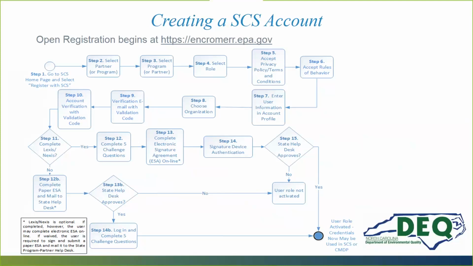So whether you do that step online or you get us the hard copy, if you can do it online, we would like you to do it online. And only send us the hard copy if you absolutely can't do it online. But we'll get a notification to approve your role, and once we get that approved, your user role is going to be activated. And then you can start using CMDP.